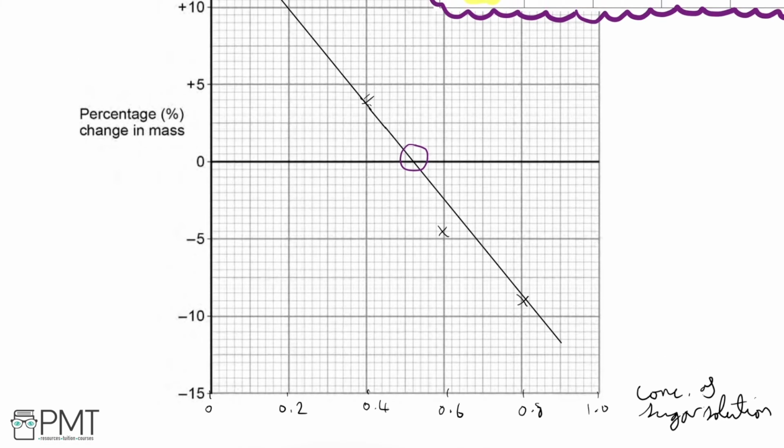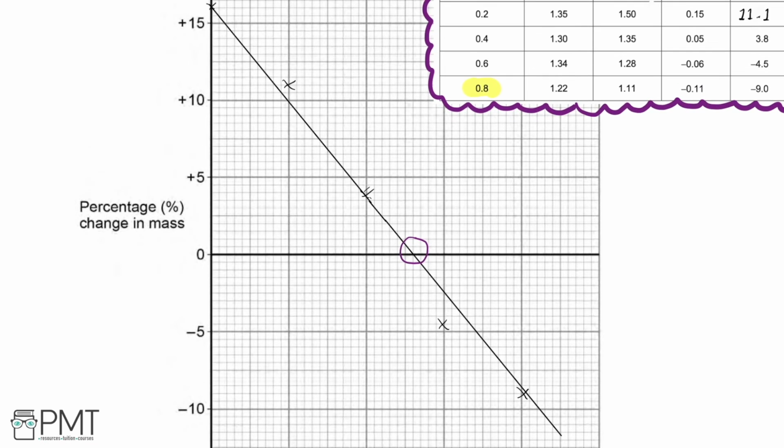Let's have a look back at the graph first of all. We can see that up to where the line crosses the x-axis, that is, between 0 and 0.52 mole per decimeter cubed sugar solution, there is a positive change in mass. Now this means that water has moved into the potatoes. Whereas after 0.52, there was a negative change in mass. Now this means the mass has decreased due to water moving out of the potato cells.